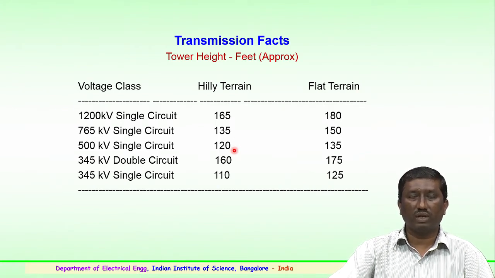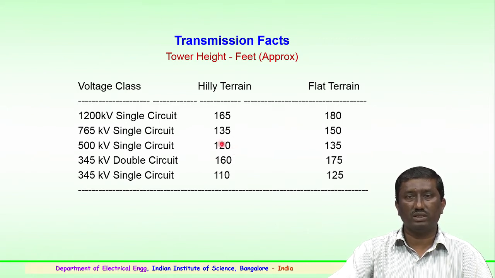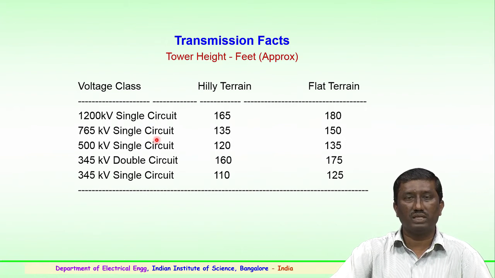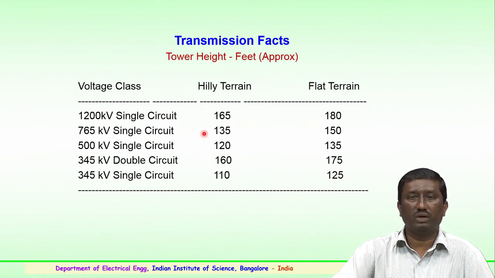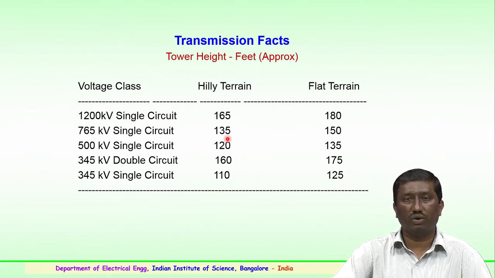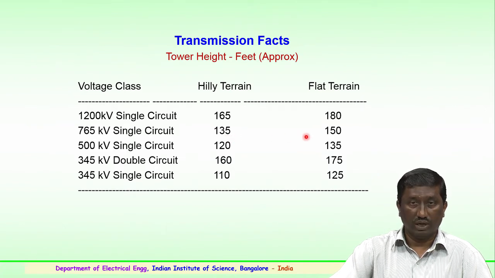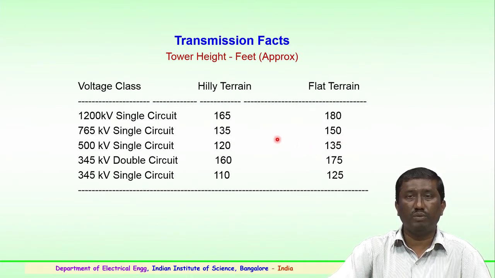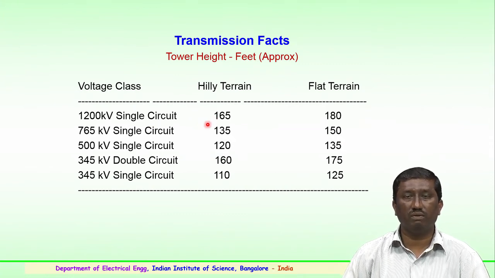Subsequently, for higher voltages, the ultra high voltage ranges, you can see for 765 or 800 kV single circuit towers, the minimum height required in hilly terrain is 135 feet, approximately 40 meters from the ground level, and for flat terrain it is slightly higher, 150 feet, so around 50 meters from the ground level. Similarly, for 1200 kV single circuit, the clearance required in hilly terrain is 165 feet, and in flat terrain it is 180 feet.